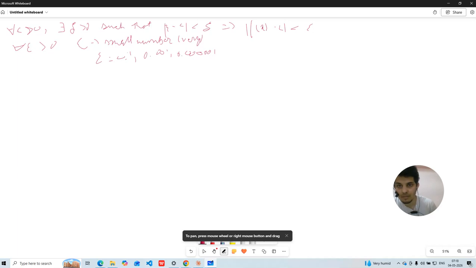And the next symbol is, let's write this, the inverted e, the mirror image of e. Greater than 0, there exists some small number delta. Delta is how close x must be to c.